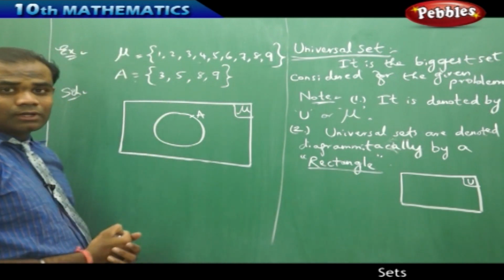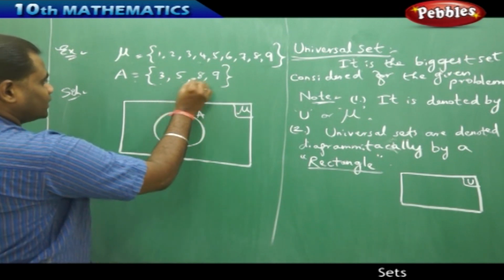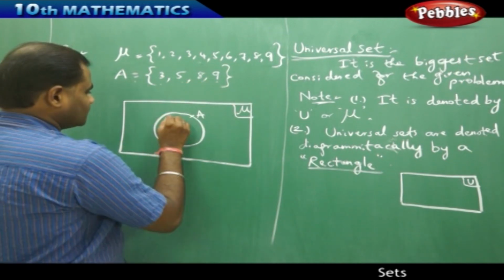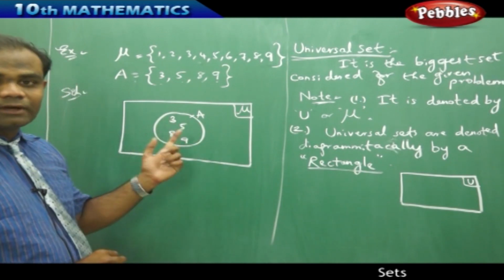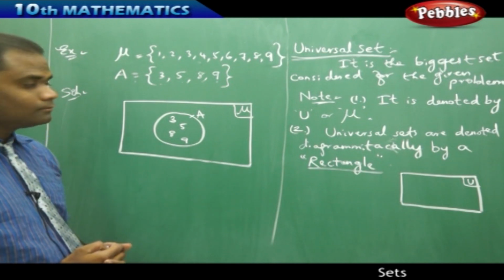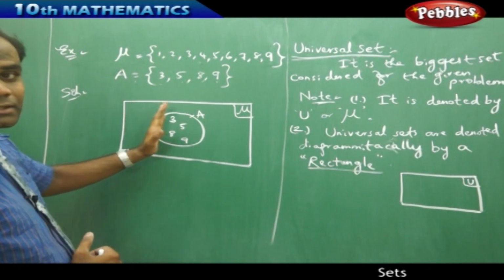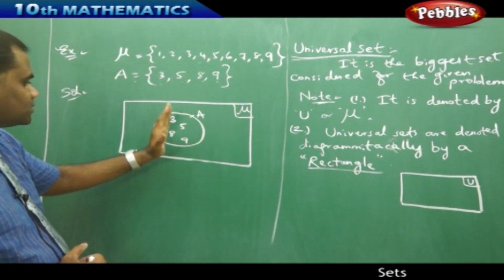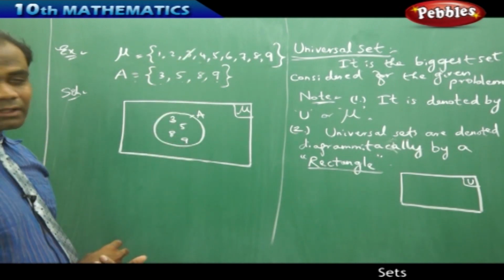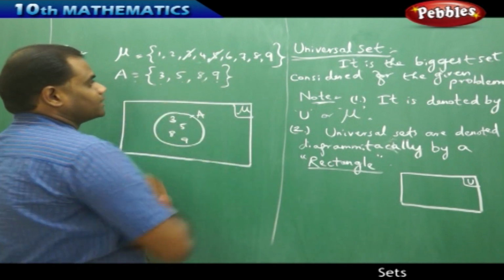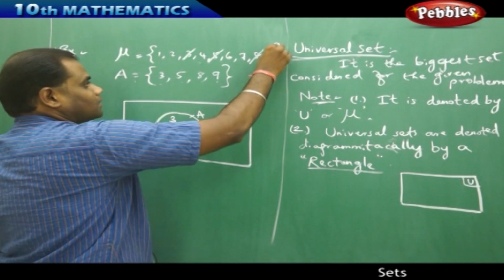Now let me fill up all the elements of set A inside the circle A. So 3, 5, 8, 9 lie inside the circle, so that I get 3, 5, 8, 9 inside the circle. Now the remaining elements come outside the circle. The remaining elements in the sense the elements of the universal set which are outside of A. So 3 is already there in set A, so I don't include that. Then 5 is also already there in the set A, so I do not include even 5. Similarly with 8 and 9.